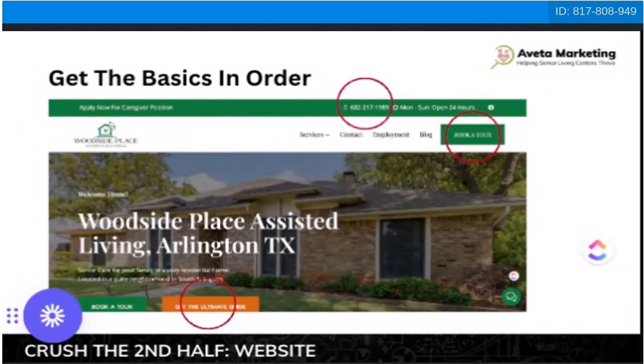And then the other thing I've got circled there is get the ultimate guide. I'll talk about this in a little bit, but that's sort of a transitional call to action. Their main call to action is book a tour. Sometimes people aren't ready for that. So we have a transitional call to action called get the ultimate guide. And I'll speak into that a little bit more here in a second.